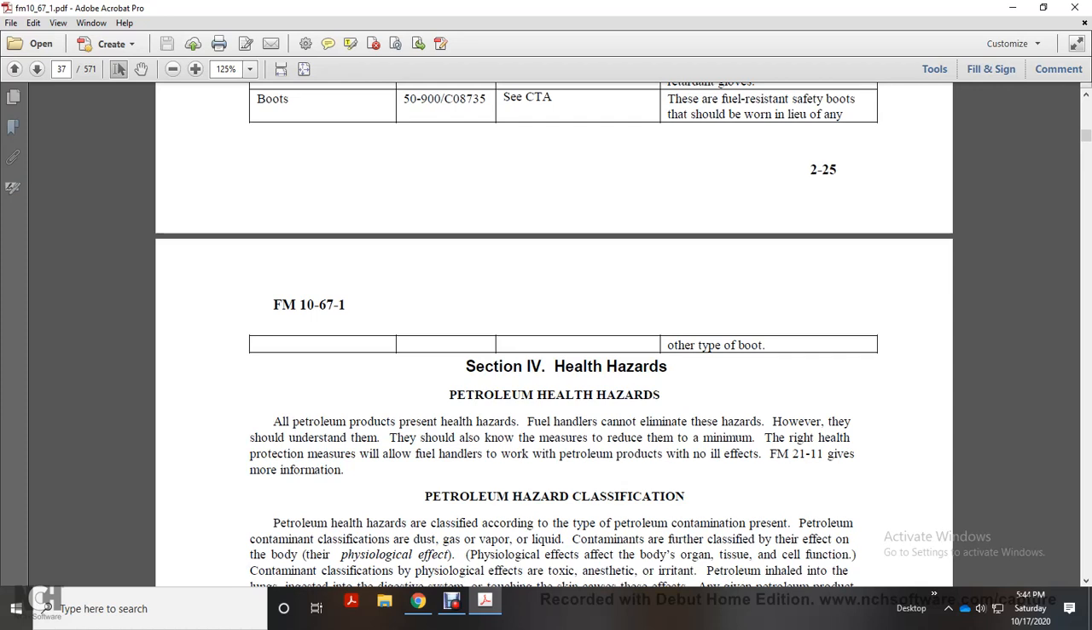All right, Chapter 2, Field Manual 10-67-1, Chapter 2, Section 4, Health Hazards. Petroleum health hazards. All petroleum presents a health hazard to fuel handlers.